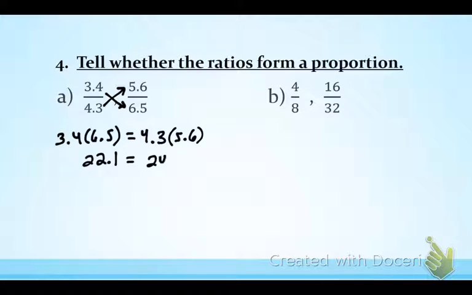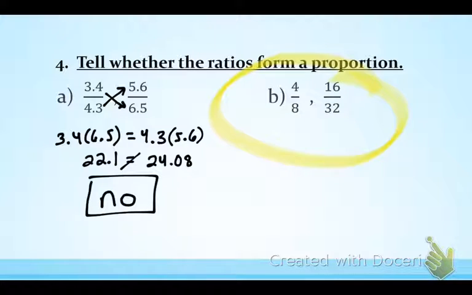Okay, 24.08. Guys, do those equal each other? No. So you're going to put this little line through it saying 22.1 does not equal 24.08. As I look back at my instructions, it asks me to tell whether the ratios form a proportion. The answer is no, they do not form a proportion because they do not equal each other when I work it out like that. I want you guys to go ahead and try this next one, problem B, on your own.